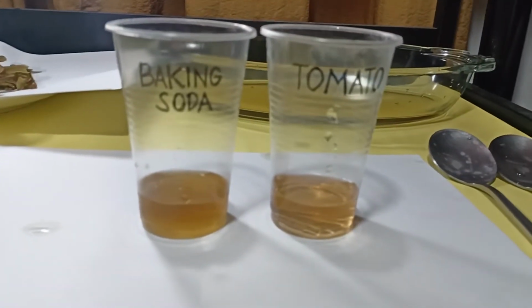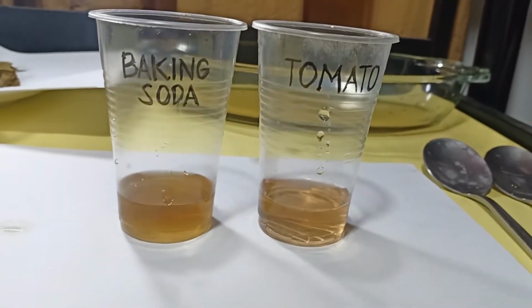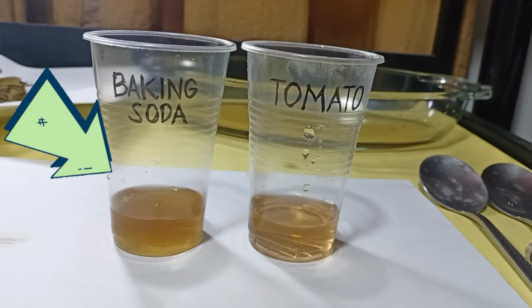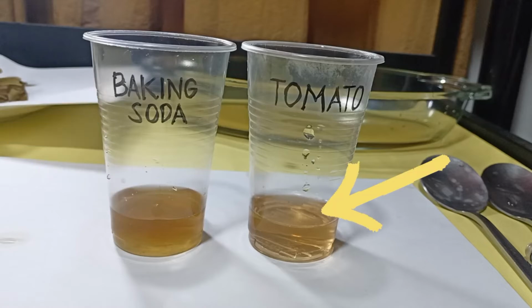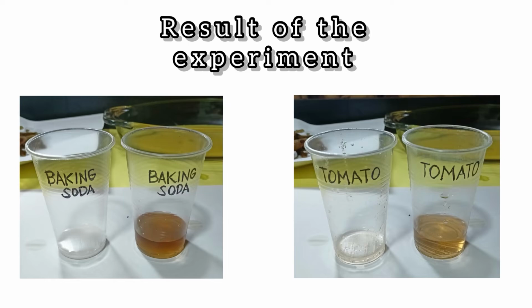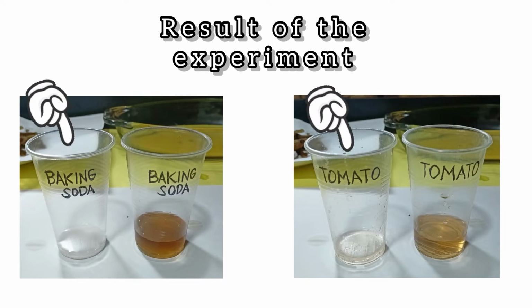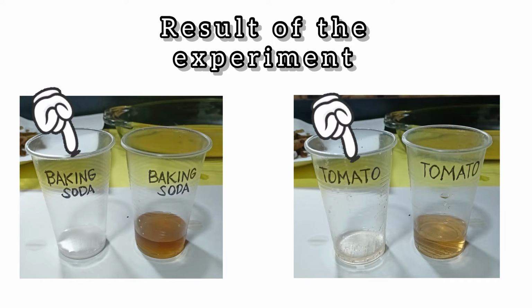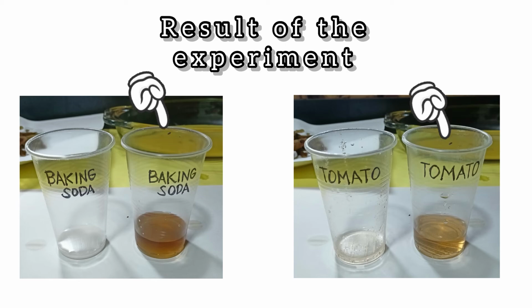As a result of our experiment, the color of the baking soda is fern green and corn yellow for tomato. These two pictures are the result of our experiment for baking soda and tomato. The left cup is without pH indicator, and the right cup is with pH indicator.